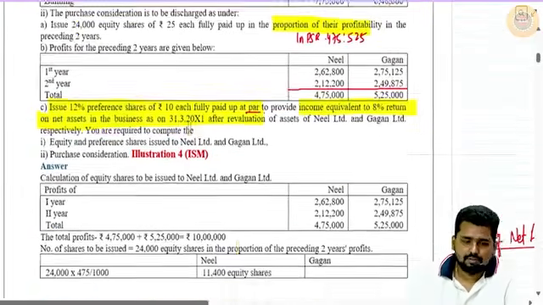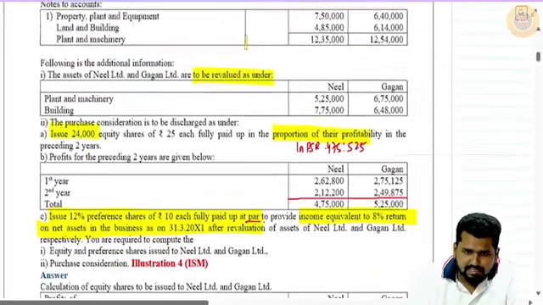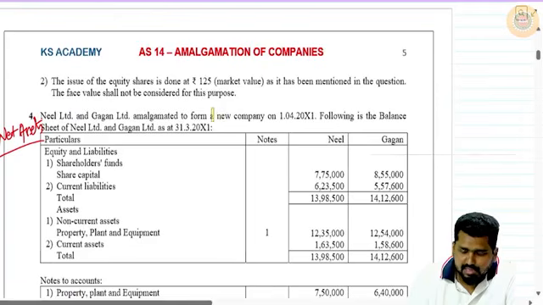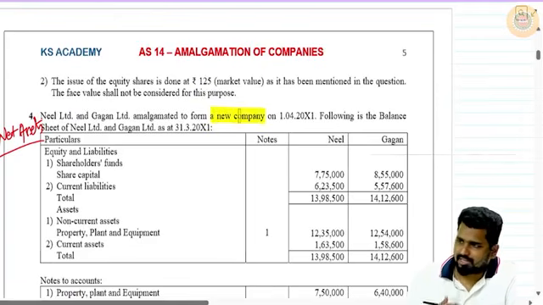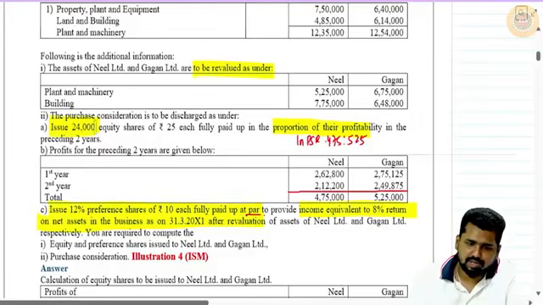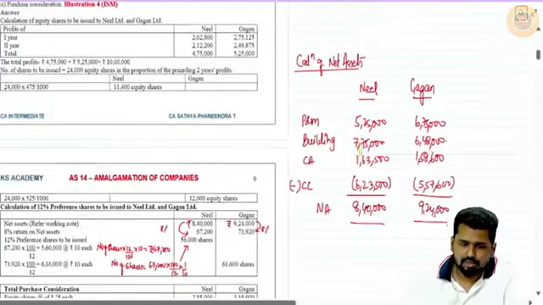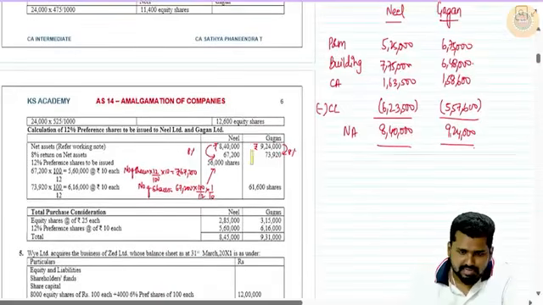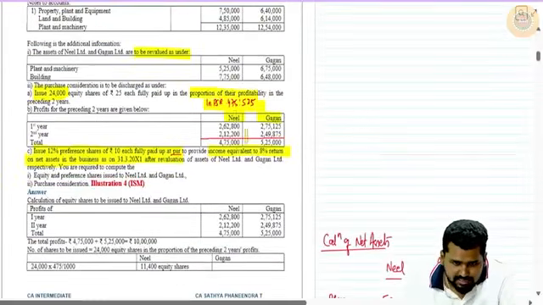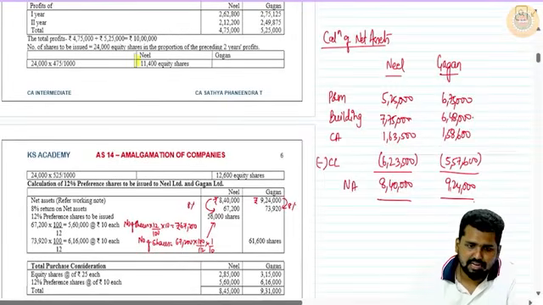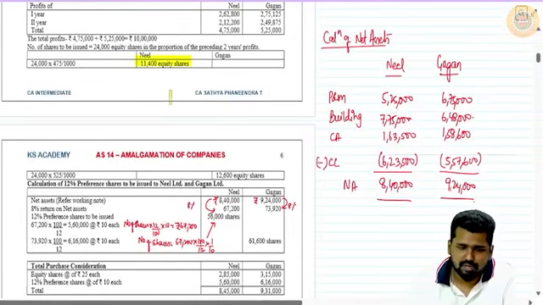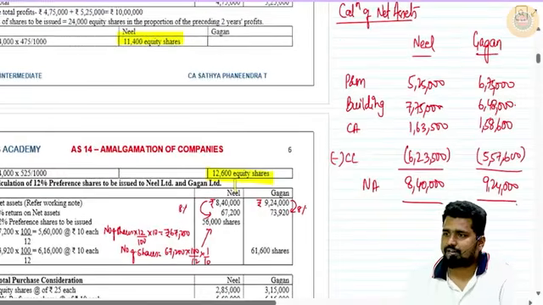First we have to see the 24,000 equity shares to be issued by the new company. Assume we are the new company. We are going to issue only 24,000, and that should be given to Neil and Gagan in this ratio. In what ratio? 475 is to 525. Therefore Neil will get 11,400 shares and Gagan will get 12,600 shares if you divide in that ratio.